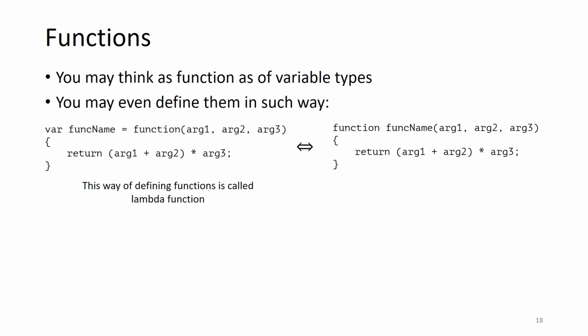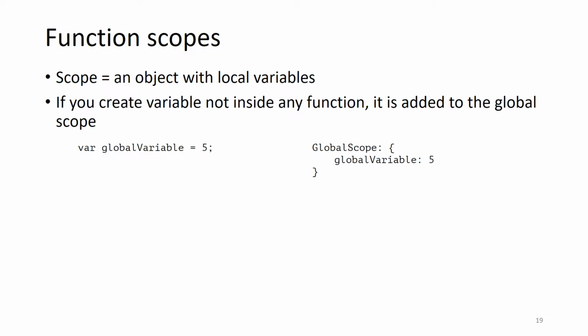Okay, let's continue. When we create a variable or a function, it is added to some scope. Scope is an object which contains all the variables, basically. If we define a global variable, just simply by putting it in our code, not inside any function, it will be added to the global scope. And here I represented the global scope by just an object. It will be useful to us.